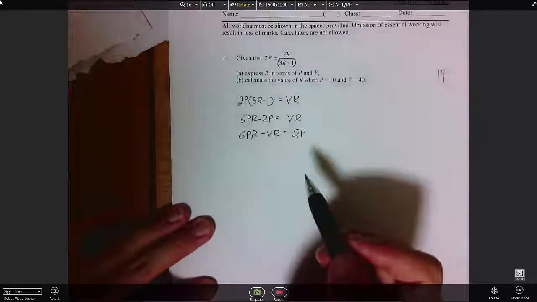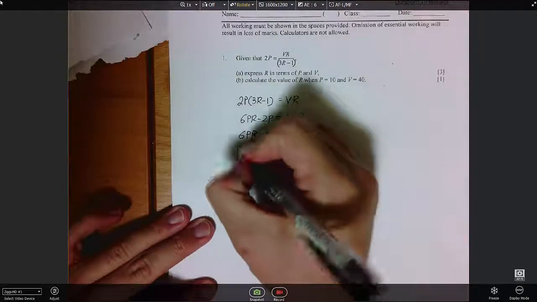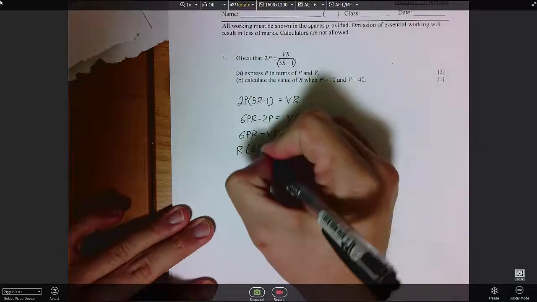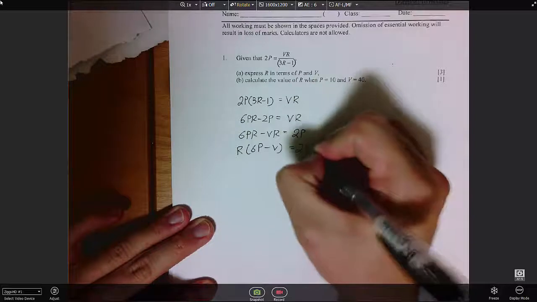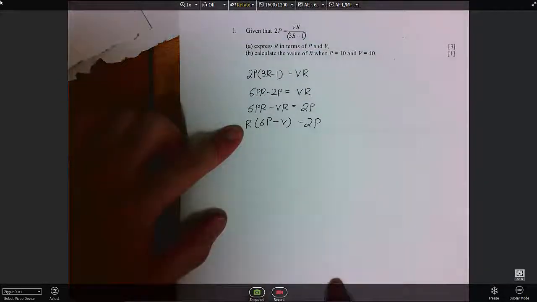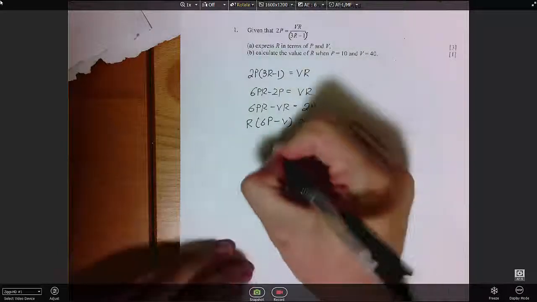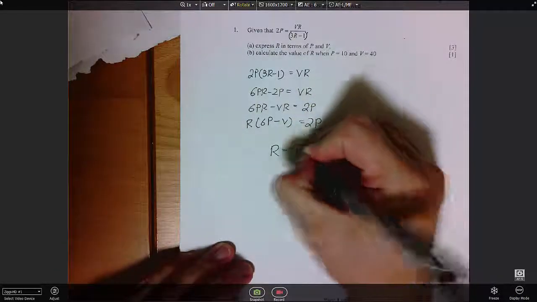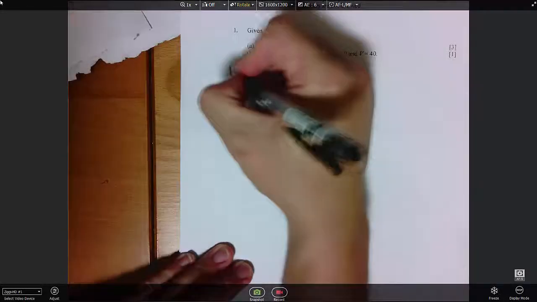What we can do here is extract the R by factorizing. So I factorize R. I'm left with 6p minus v equals 2p. Notice R is already by himself. So what I can do is divide both sides by 6p minus v. So R equals 2p over 6p minus v. And I'm done with 1a.